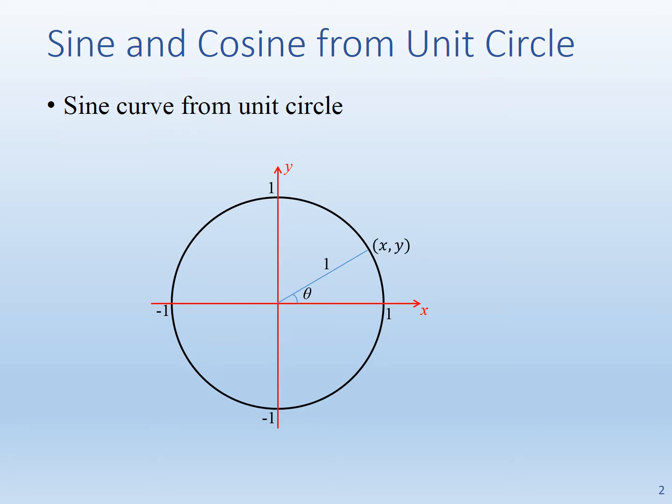Here we have the unit circle, which is a circle of radius 1. We've got a point on the circumference of the circle with coordinates x and y, and that point makes an angle of theta with the positive x-axis. Looking at that angle theta, we define the sine of the angle theta as the y value of that point, and the cosine value is the x coordinate of that point.